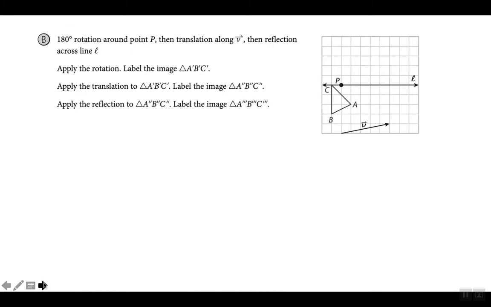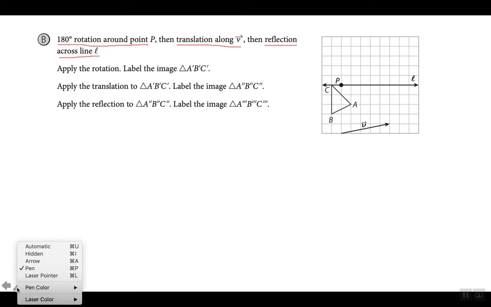Okay, on this one, they want us to do a 180-degree rotation around point P, then a translation along vector V, then a reflection across line L. So there's 3 transformations that we have to do. So let's do one at a time. Now on this one, I am going to go over how to get the exact coordinates when you do a 180-degree rotation.